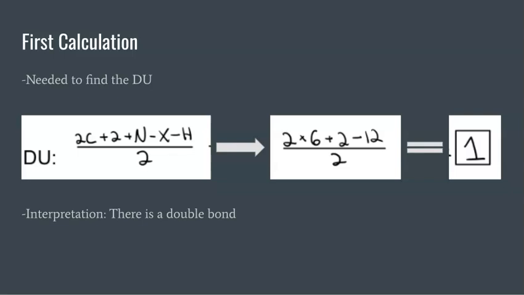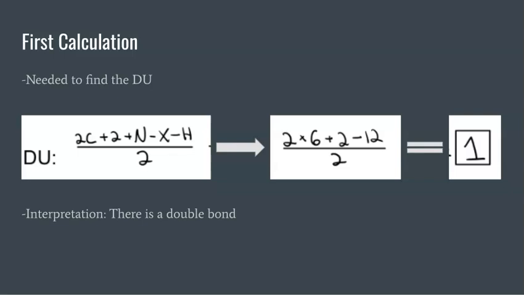So it is 2C plus 2 plus N minus X minus H, all over 2. The C stands for the number of carbons within the molecule, the N stands for the number of nitrogens within the molecule, the X stands for the number of halogens within the molecule, and the H stands for the number of hydrogens within the molecule.